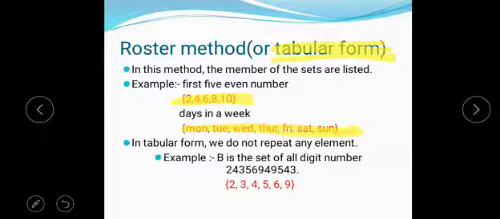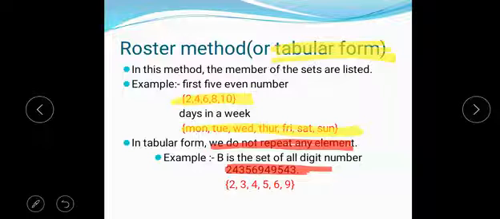The second point is, I think, very important. In a tabular form, we do not repeat any element. I'm repeating once again: we do not repeat any element. Suppose I have taken an example here. B is a set of all digit numbers. Here all the digits are: 2, 4, 3, 5, 6, 9, 4, 9, 5, 4, 3. I have taken these digits and they make the set B. So remember this point, we do not repeat any elements.